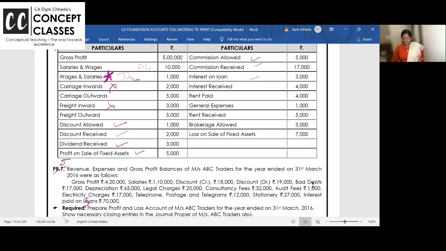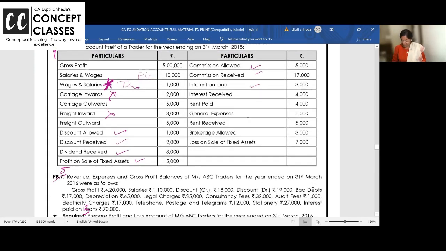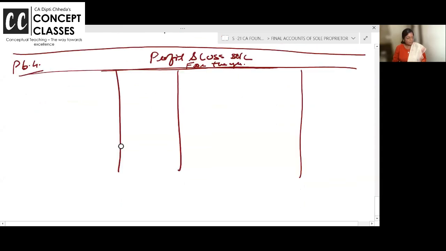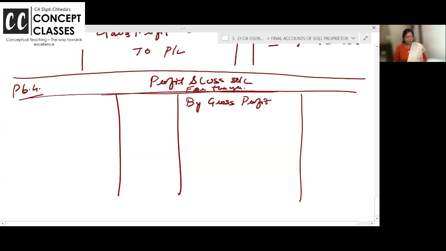All right, shall we do? Have you already started? Yes. Items we are not going to write, we'll write in a note, otherwise quickly we will start. First item. What is given to you? The very first item is gross profit. It will always come on the credit side, the first item. Gross profit, 5 lakh.